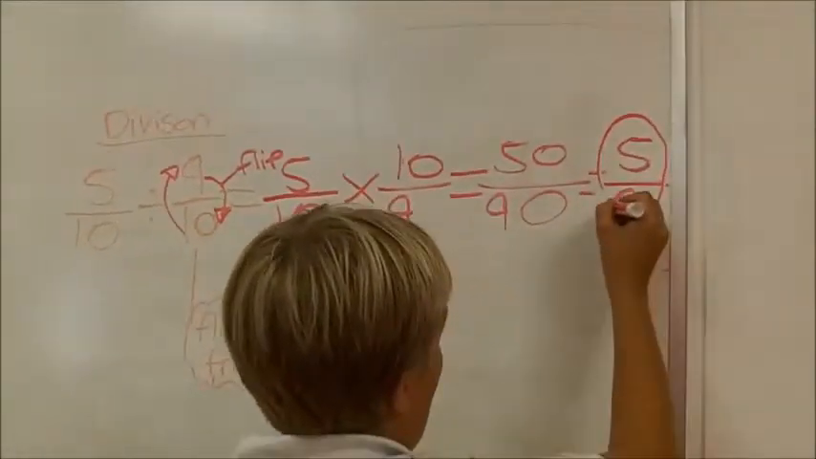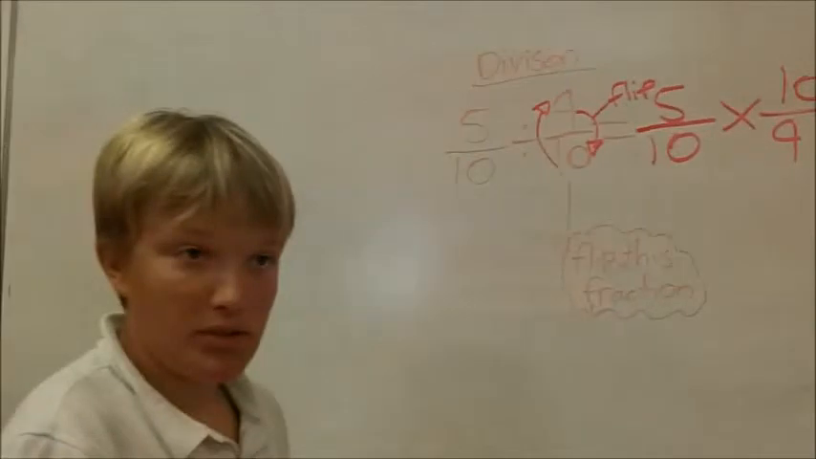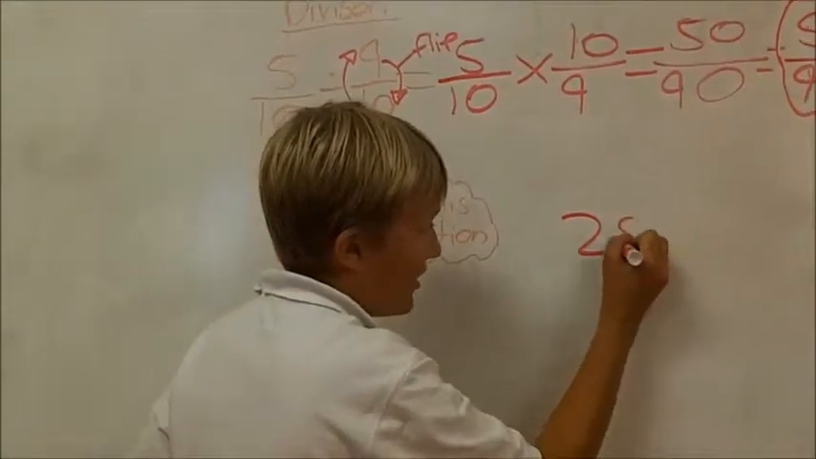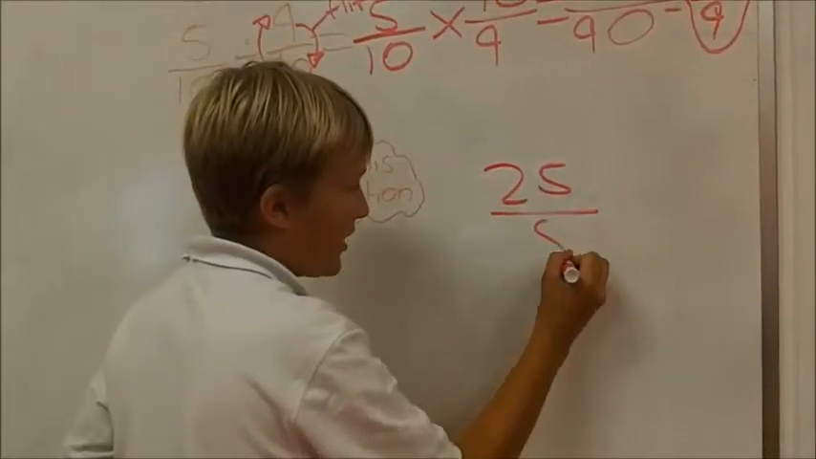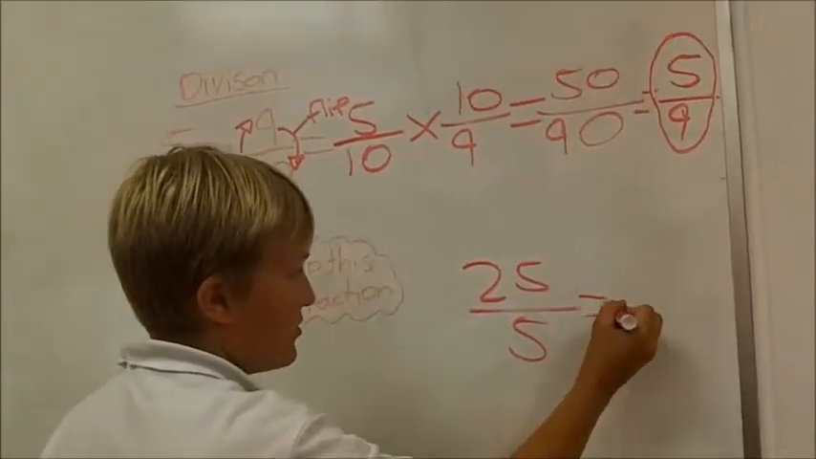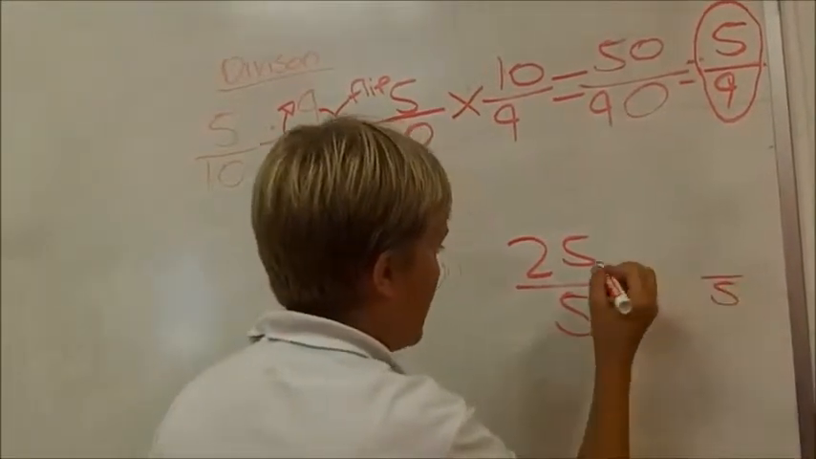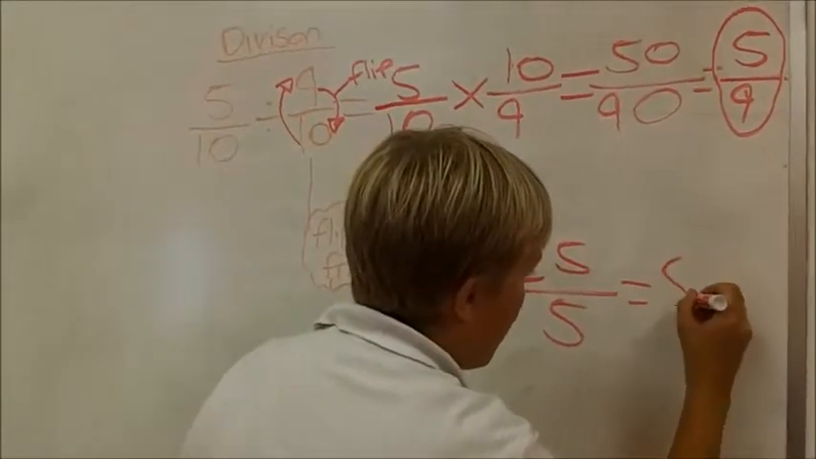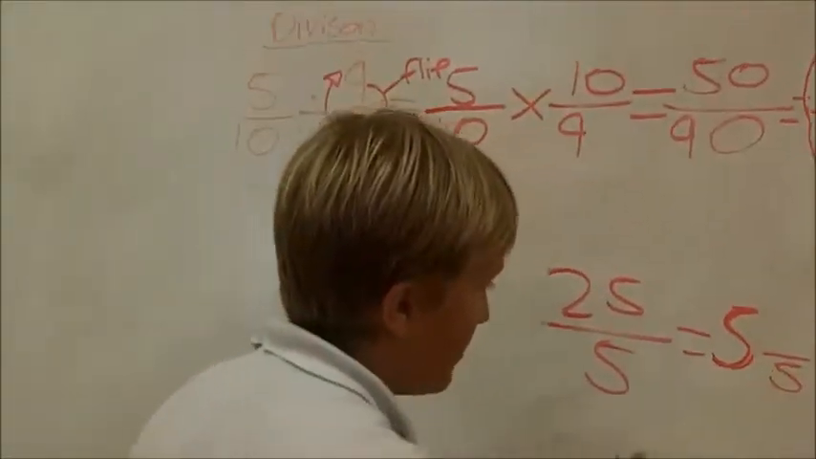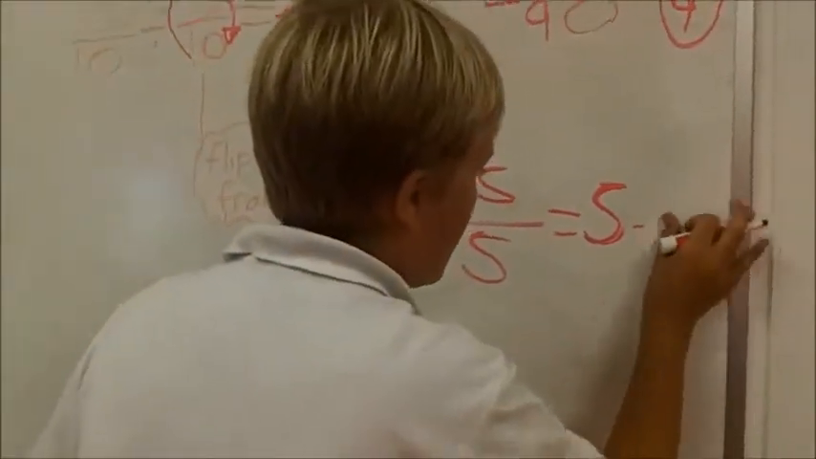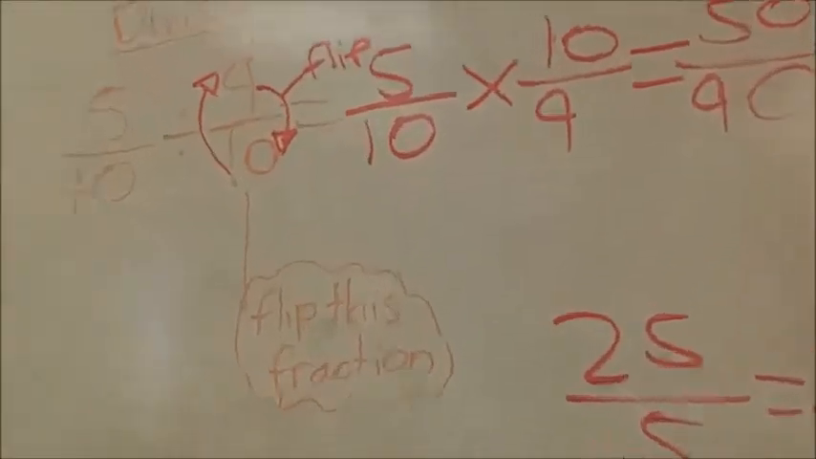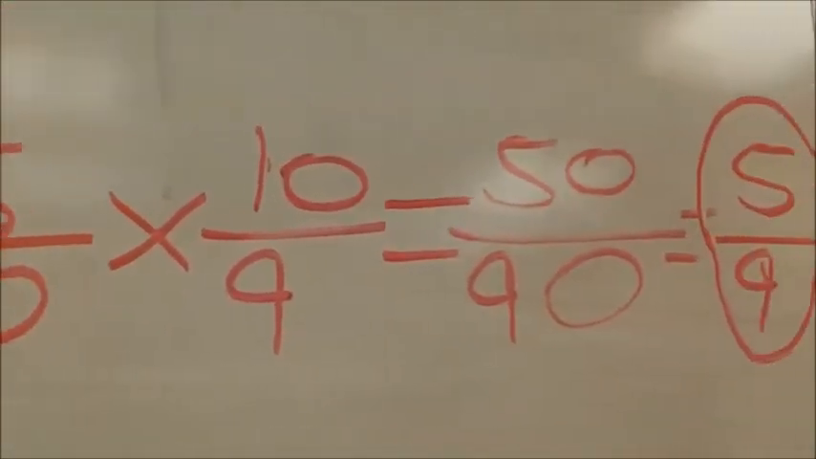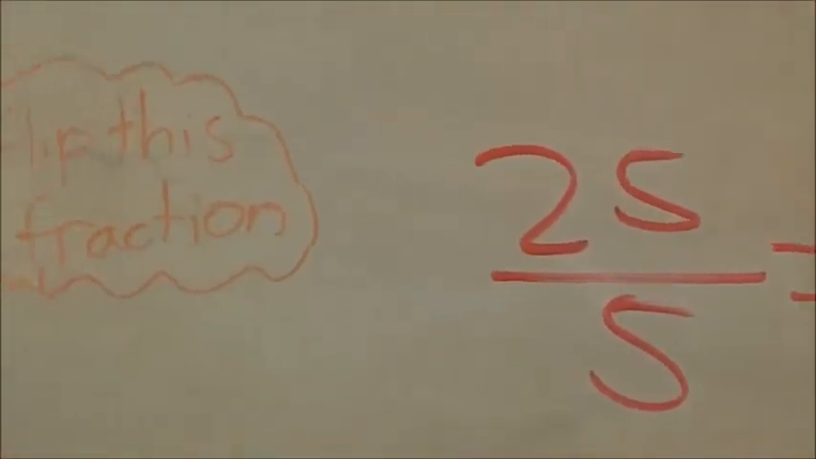Sometimes you do get mixed numbers, and all you have to do with mixed numbers is, let's say there's 25 over 5. So basically all you have to do is write 5 and then say how many times there will be 5. It will be just 5 as a whole number. Thank you for watching division, and now on to multiplication.